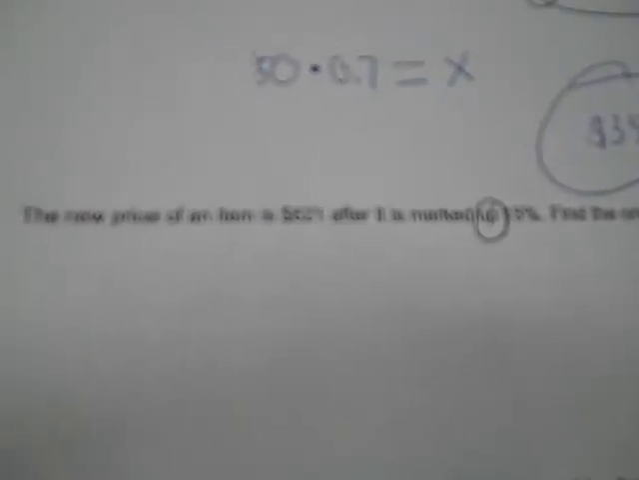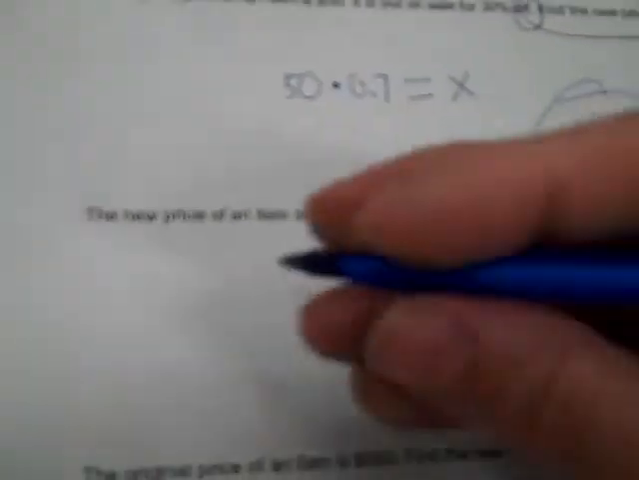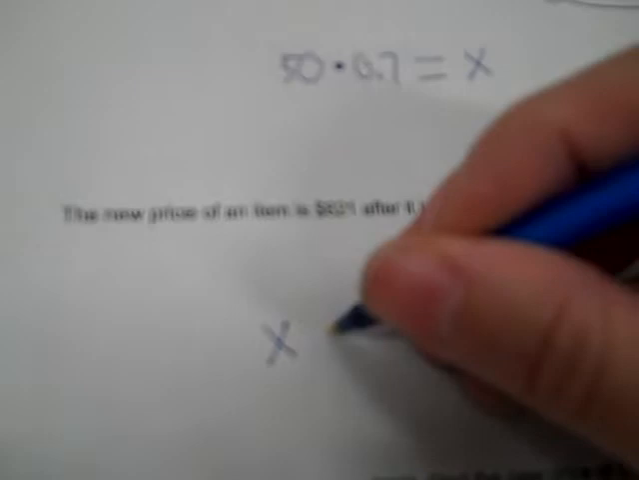The new price of an item is $621 after it's marked up 50%. Find the original price of the item. So let's find the what? Find the original price. Circle that. So now your X isn't going to go here. It says find the original price. So original is right here at the beginning. So we start with the X. And then times.